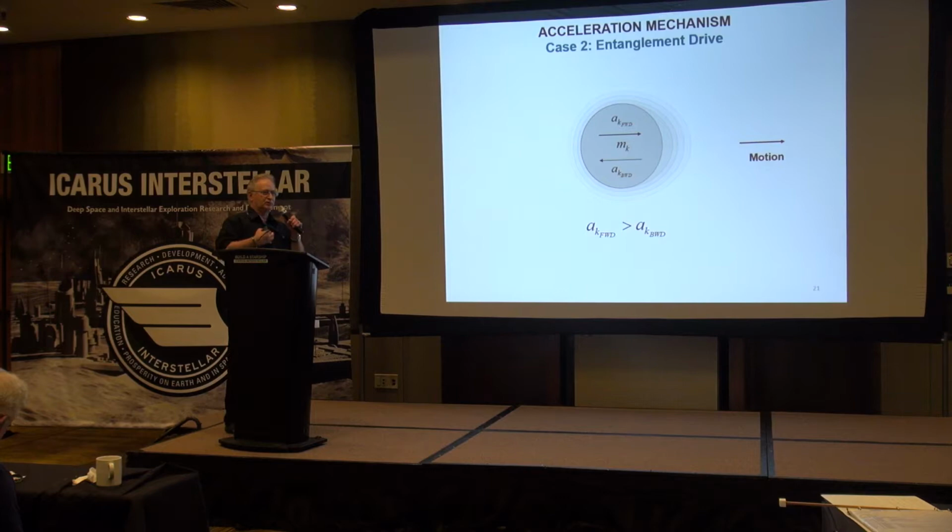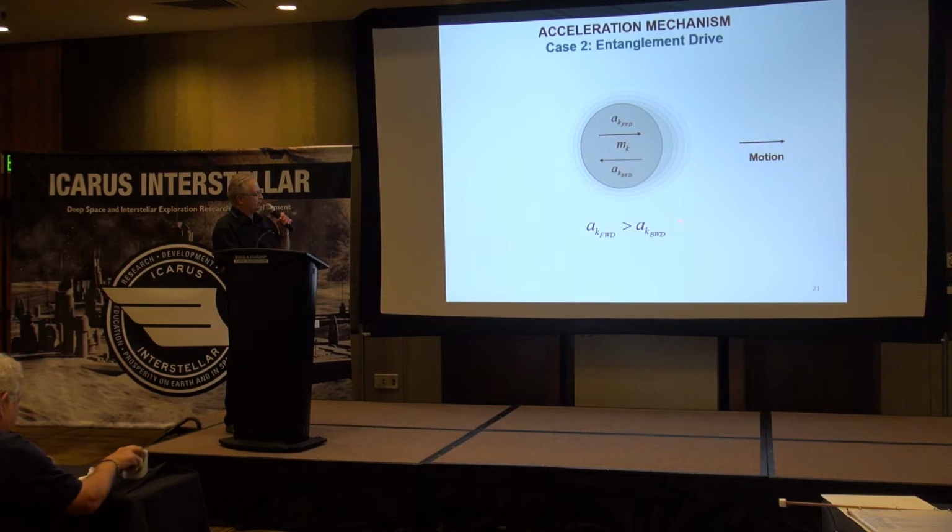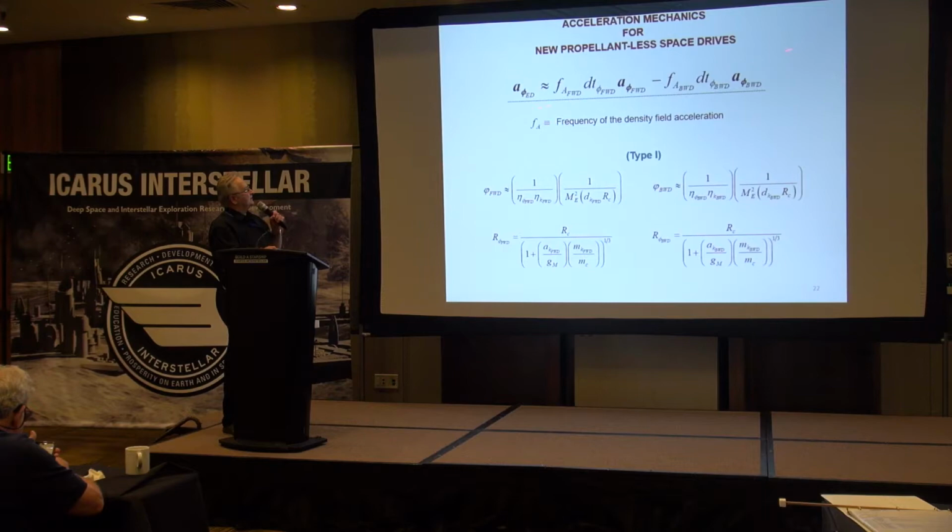So you have to allow it to relax into your object at a slower acceleration than you're accelerating in the direction you want to go. So if your forward acceleration is greater than your backward acceleration, then you should have a net acceleration on the object based upon these equations. And the equation for that just comes out to be this. ED is the entanglement drive.